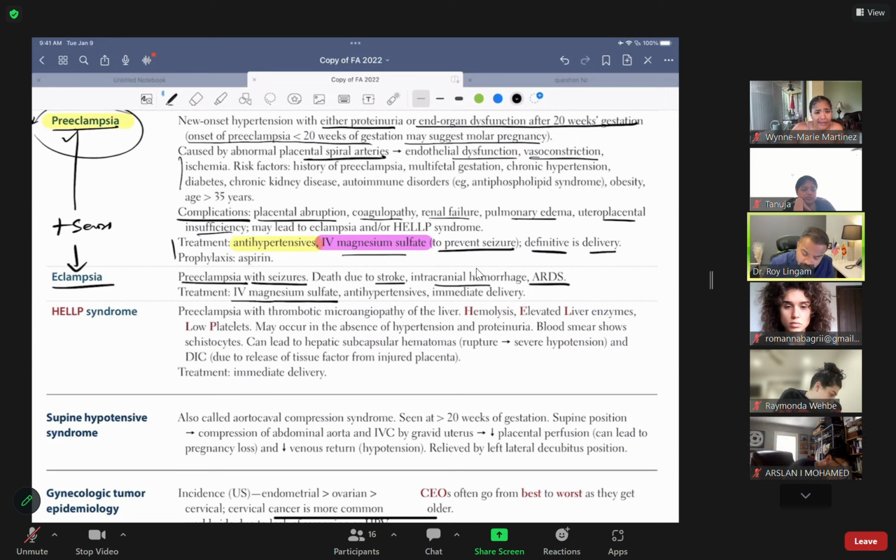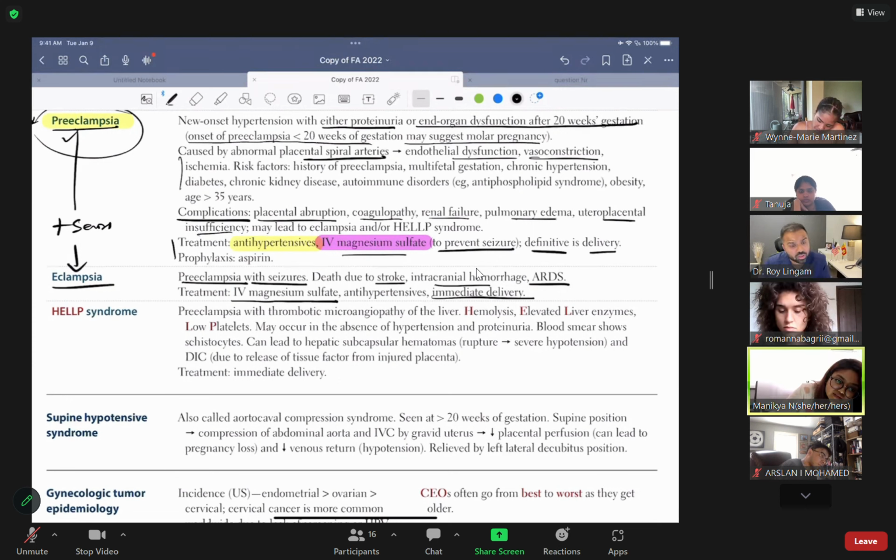IV magnesium sulfate. Now, keep in mind, when we give IV magnesium sulfate, it always prevents the future seizure. It will not cure the current seizure she is having. For that, you have to give anti-seizure medication, whatever you would do for a normal patient. And immediate delivery. Again, folks, the kid has to come out. So that's eclampsia. Are we clear with this?